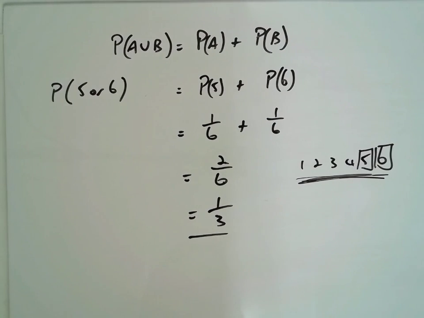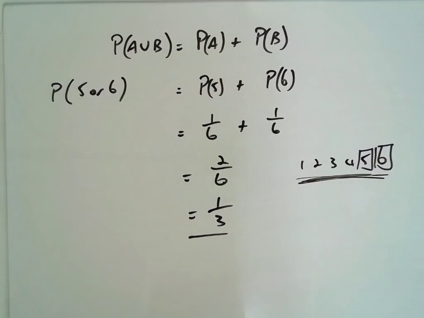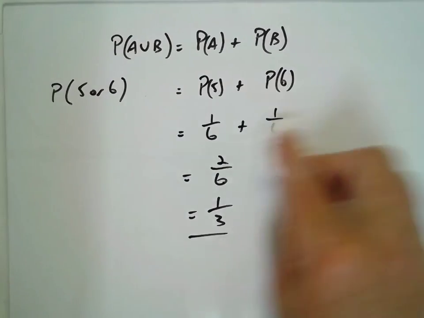So if you're in grade 9, you can stop watching now. That's it. That's all you need to do about the addition rule of probability. If you're in grade 10 or above, you need to keep watching because the addition rule gets a little bit harder. Okay.